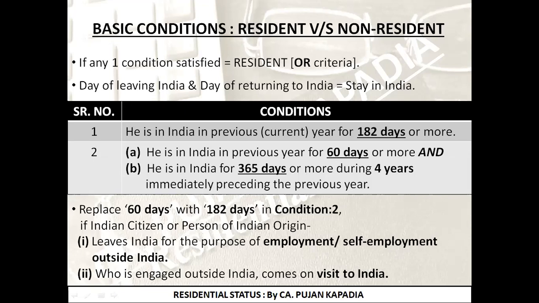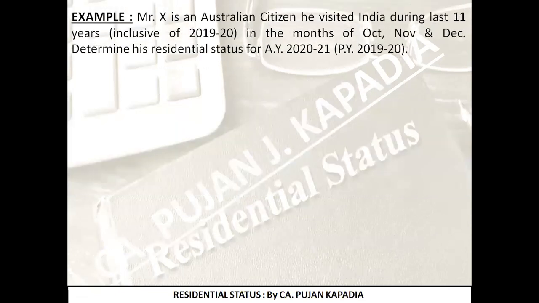I hope you are clear with these conditions. In the previous lecture already, we had taken an illustration. Let's quickly take a view at the illustration also, so it will be much clearer to you guys. The example was Mr. X, who was an Australian citizen. He visited India during the last 11 years, inclusive of 19-20, in the months of October, November, and December. Determine his residential status for assessment year 2021, that is your previous year 19-20.